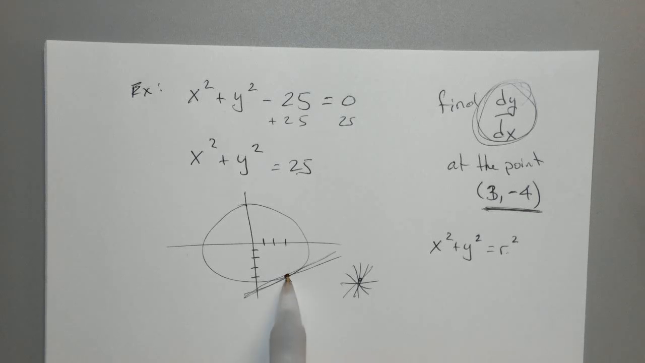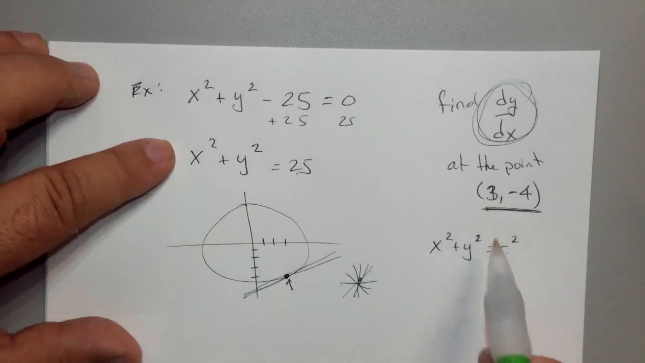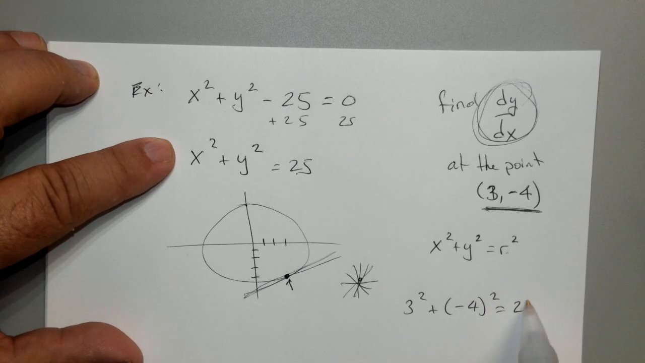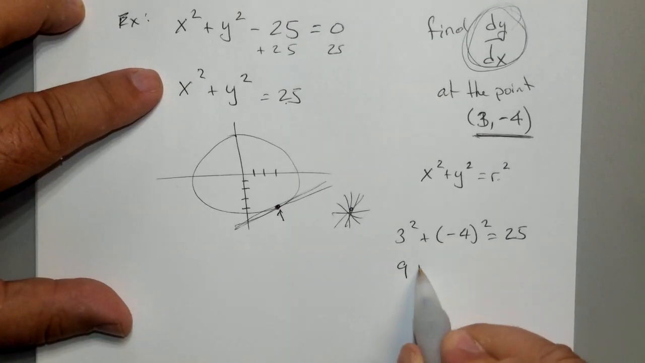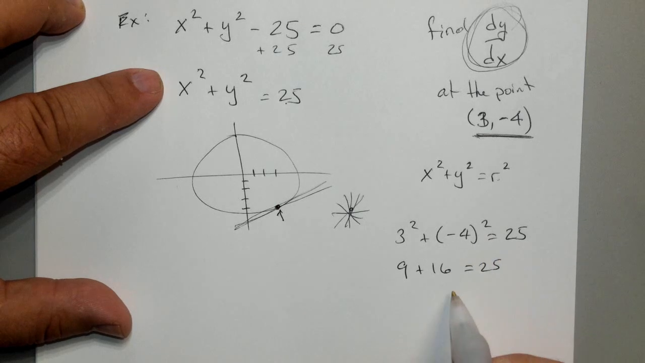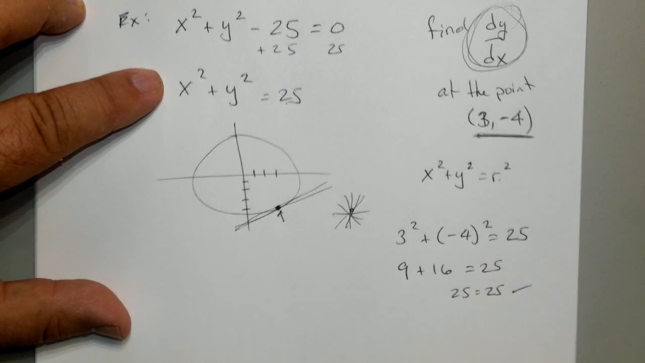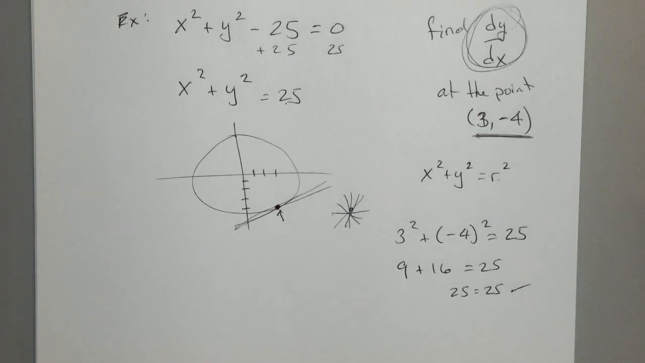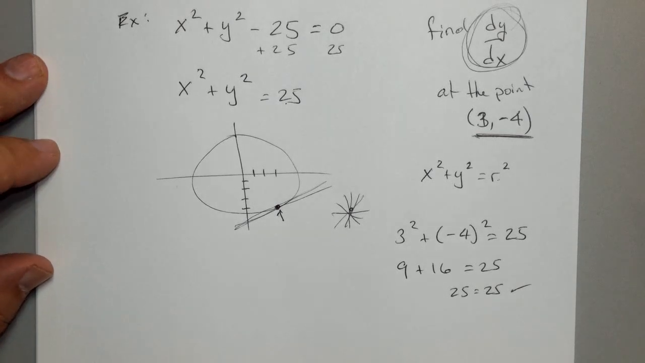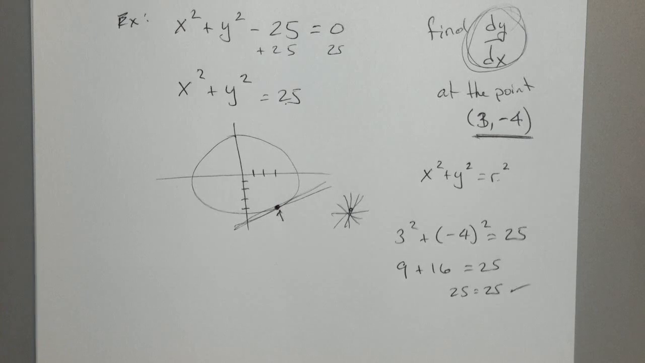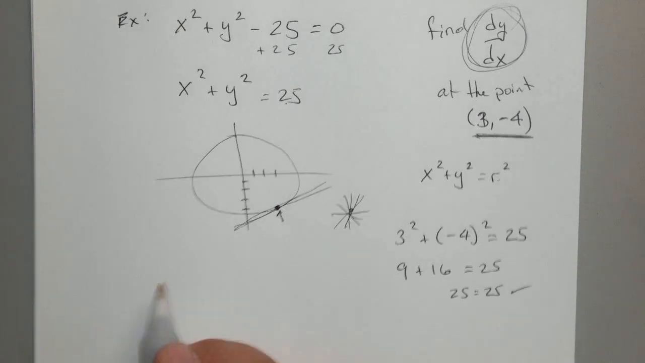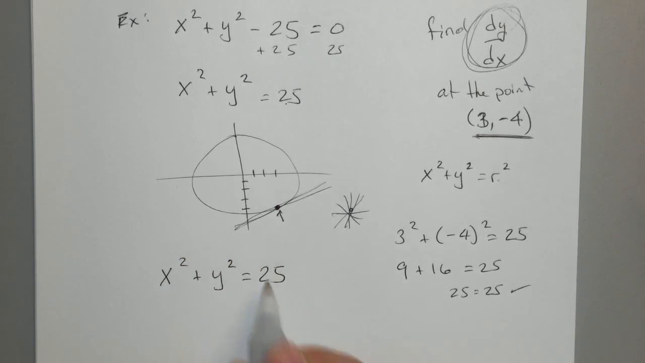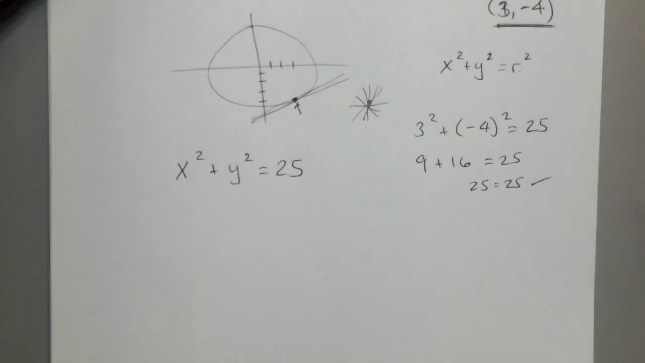So we first have to check, is it on the graph? Plug it in there. 3 squared plus negative 4 squared, does it equal 25? Yes. So that point does exist on the graph. That's the first thing we have to figure out. Because that exists, now we can find the derivative. So let's find the derivative.